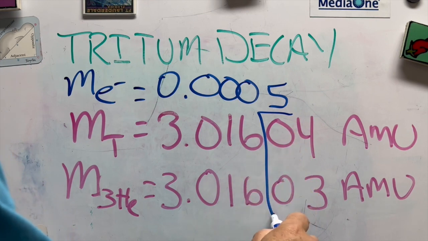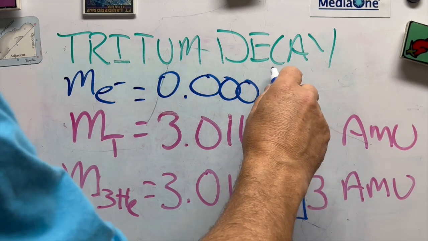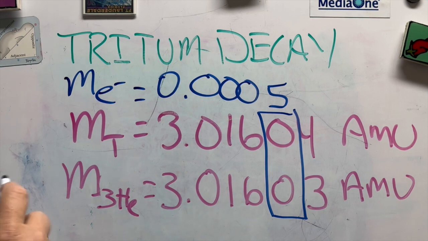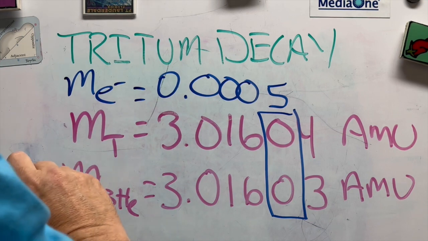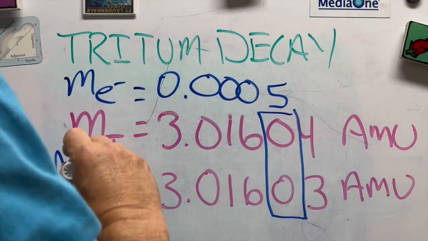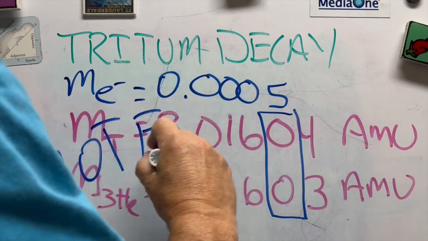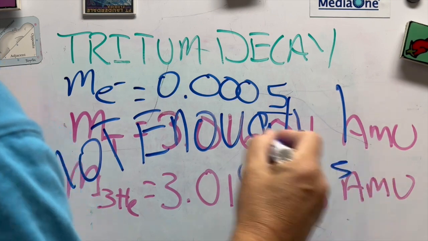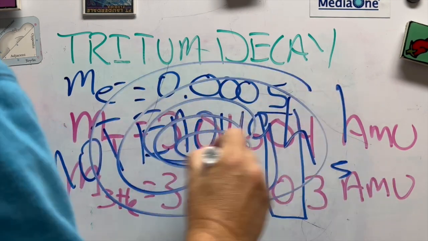Alright, here's the problem. There's not a 5 in there. There's not enough mass to cover the electron, and that is an issue. Not enough mass.